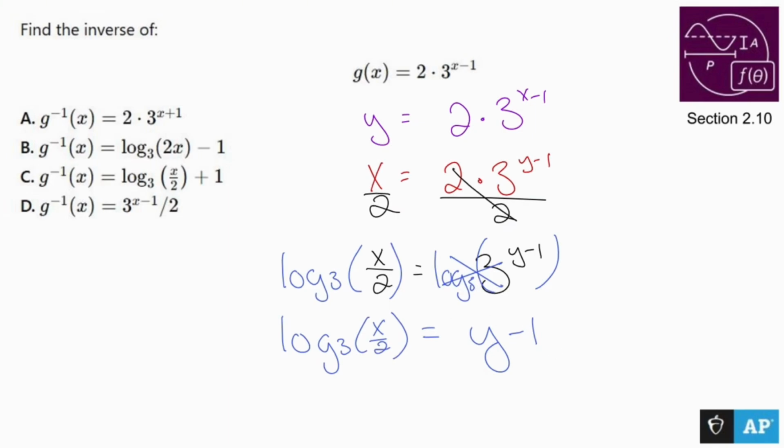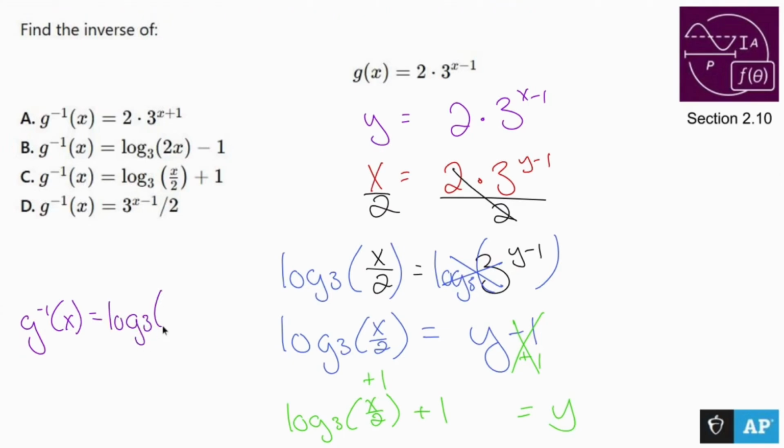Now one more step. Let's add 1 to both sides. And now I have y all alone, and that leaves me with log base 3 of x over 2 plus 1. Now let's turn the y back into its original form, which was g of x, and let's make it the inverse. So g inverse of x is going to equal log base 3 of x over 2 plus 1.